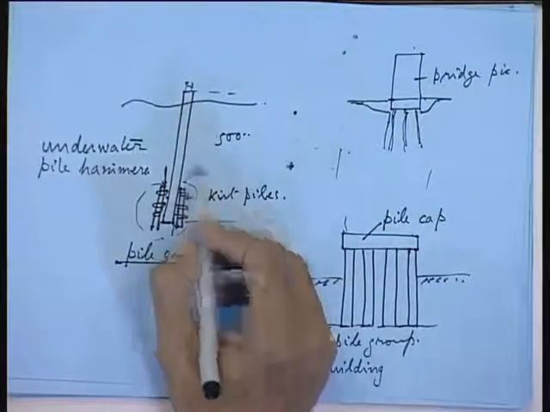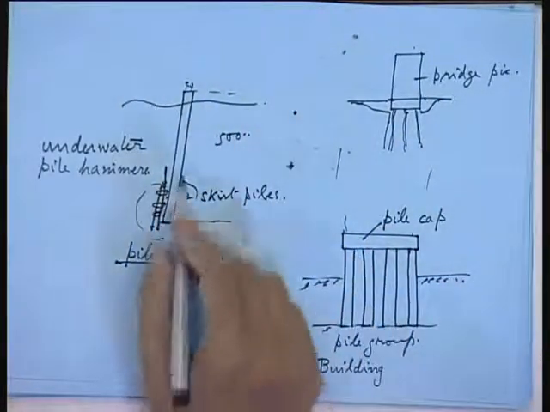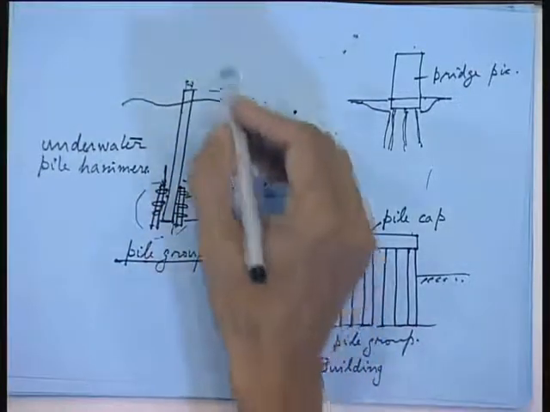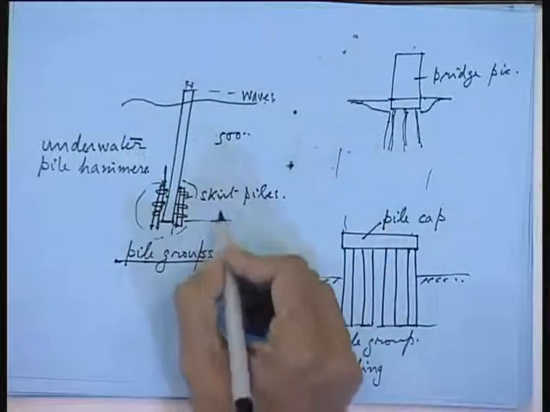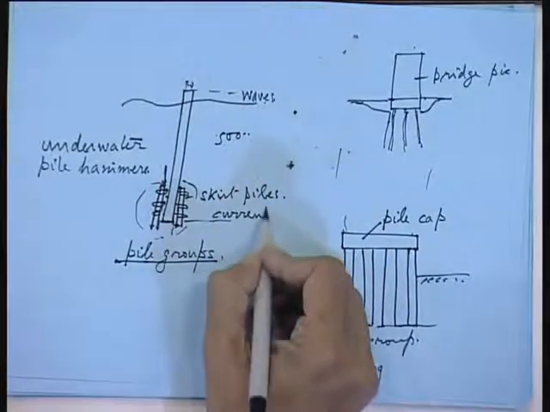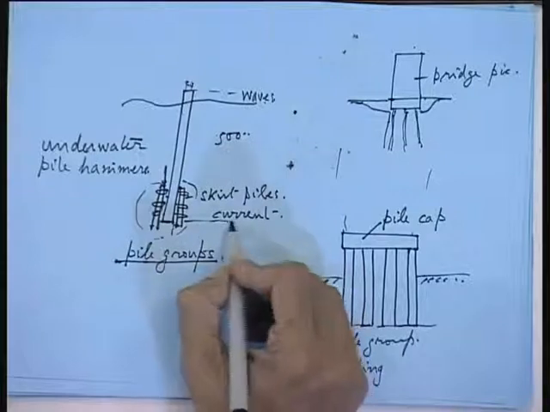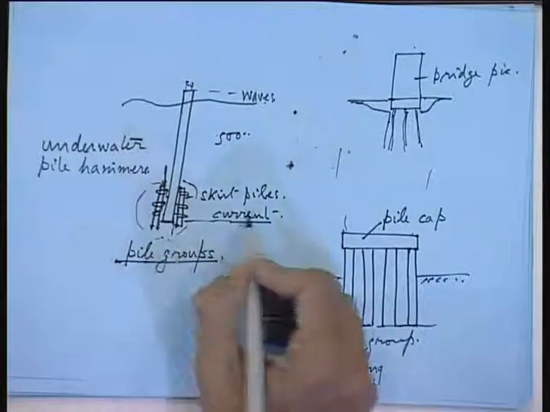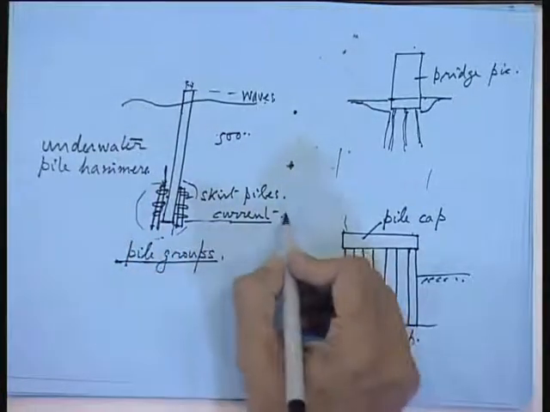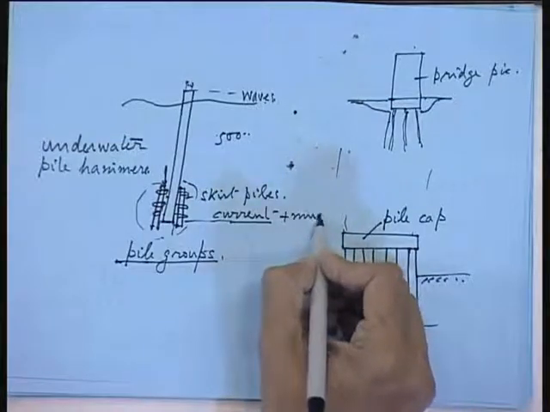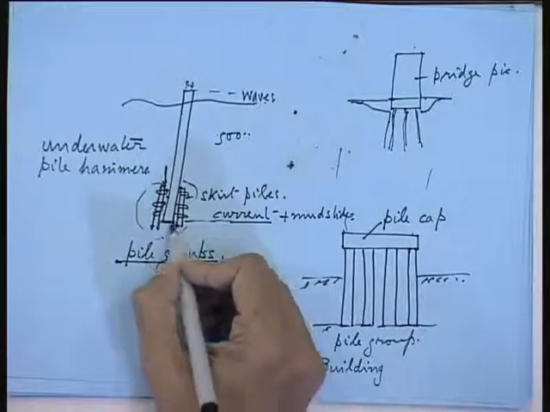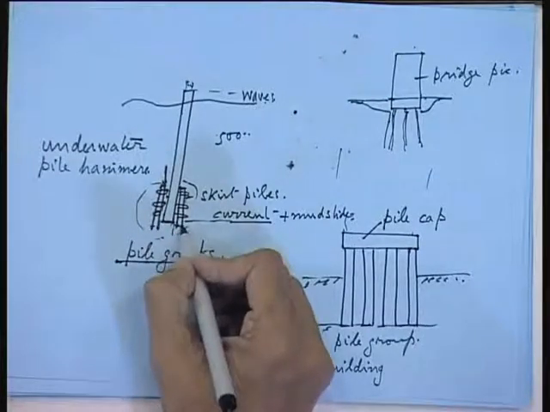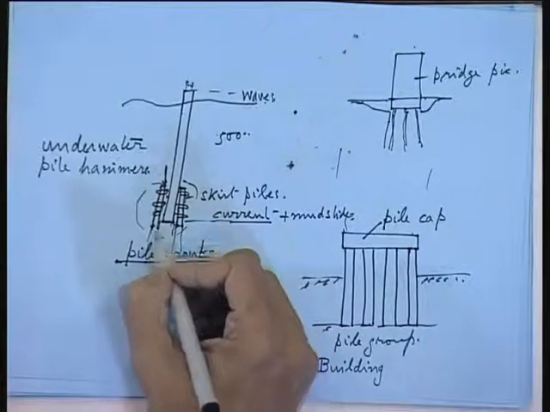Now, here in the open sea, the problem is much more, because at the surface you will have waves, then you will have large current. The Gujarat coast has a current of 7 knots. So, huge current will be there, then you have mudslides. All this has to be catered for. That means these piles are also quite long, and you have to drive a number of piles.